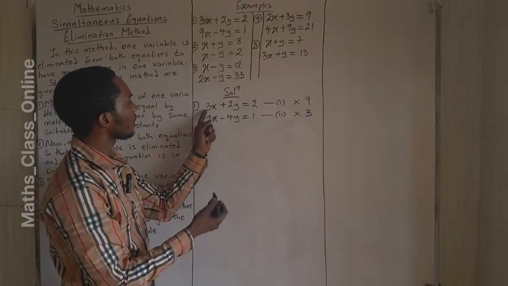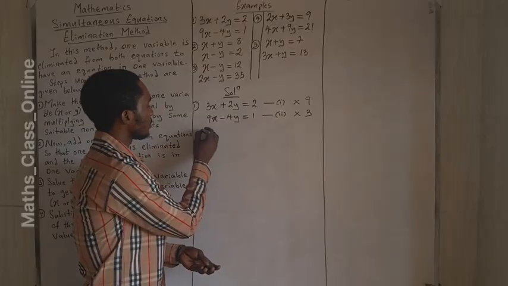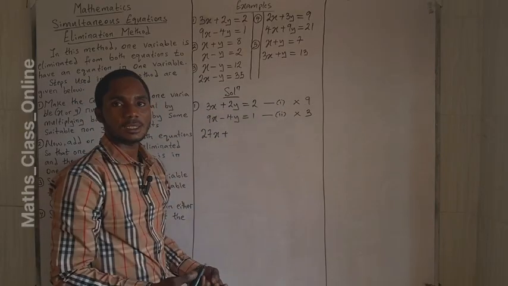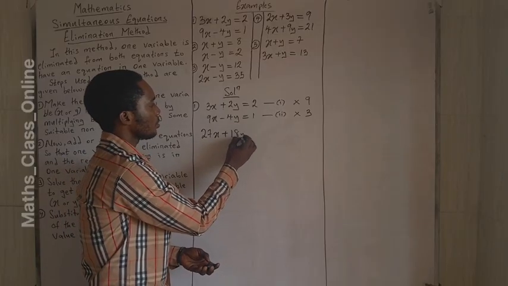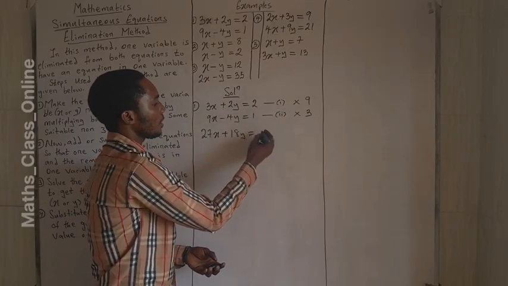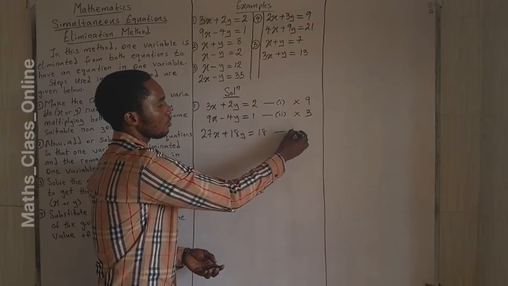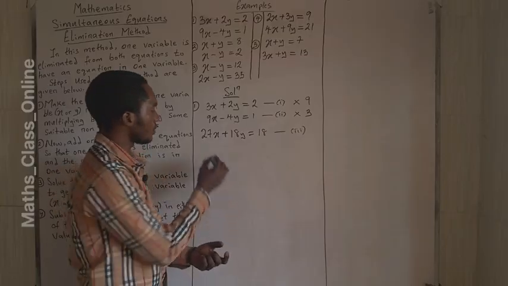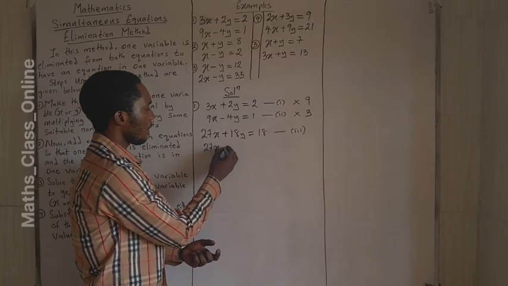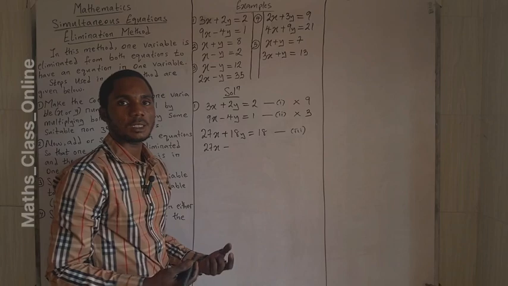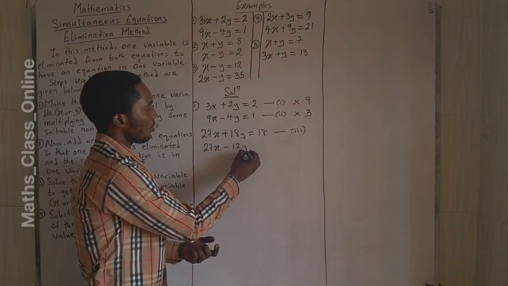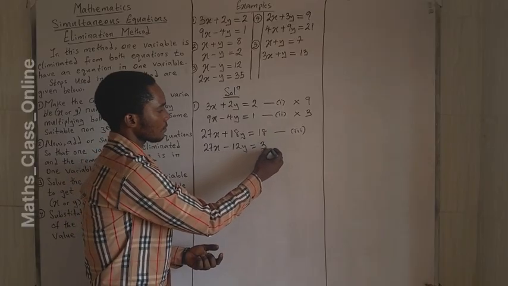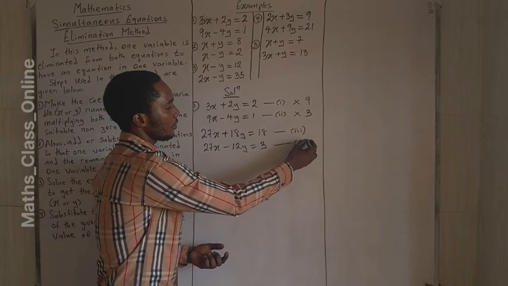We are going to have 3 multiplied by 9, that is 27x, plus 2 multiplied by 9, that is 18y, is equal to 2 multiplied by 9, 18. Let's call this equation 3. 9 multiplied by 3, that is 27x, minus 4 multiplied by 3, that is 12y, is equal to 1 multiplied by 3, that is 3. Let's call this equation 4.